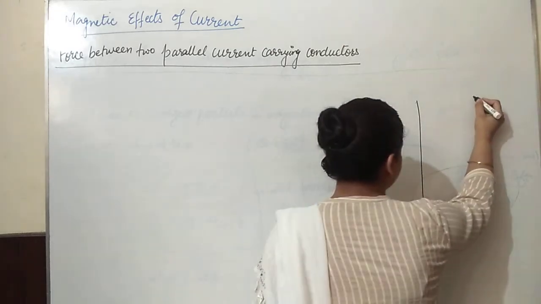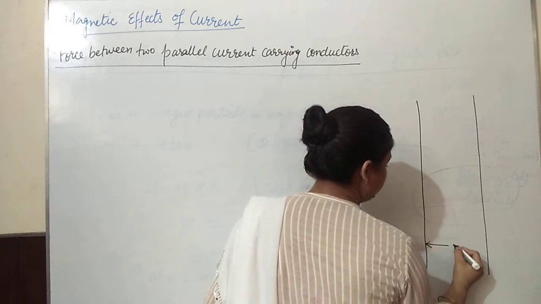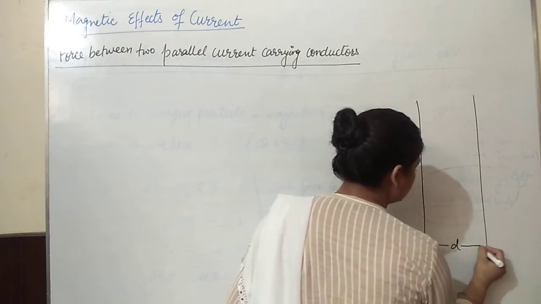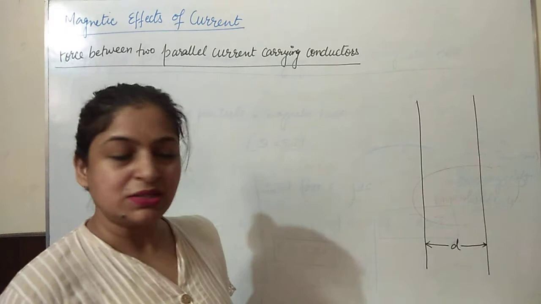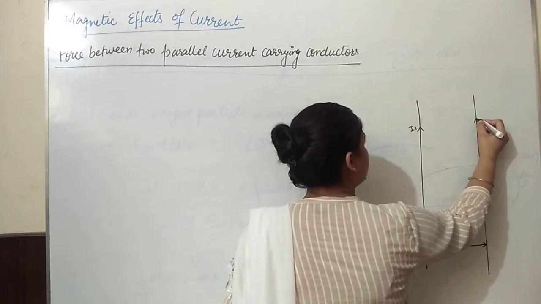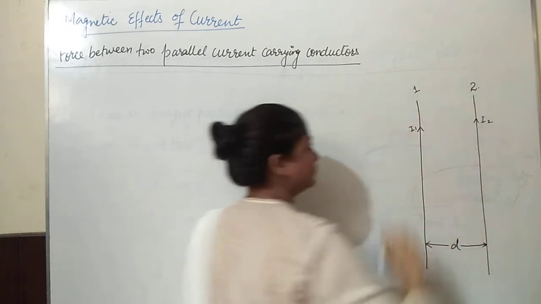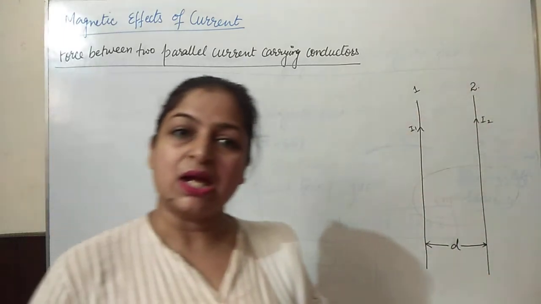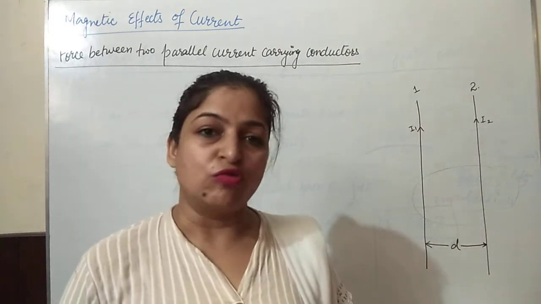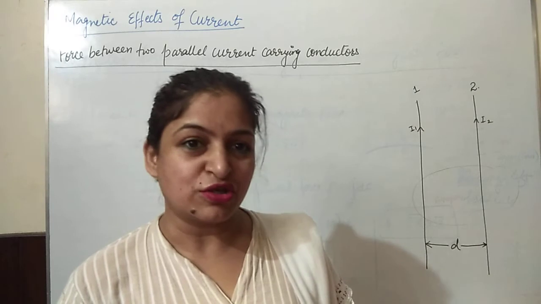of infinite length obviously, and let the distance between them be D. Let the current in one be I1 and the current in the other be I2. This is conductor number 1, this is conductor number 2. Only two conductors are there and they carry two different currents, parallel to each other, and now they are going to exert force on each other.